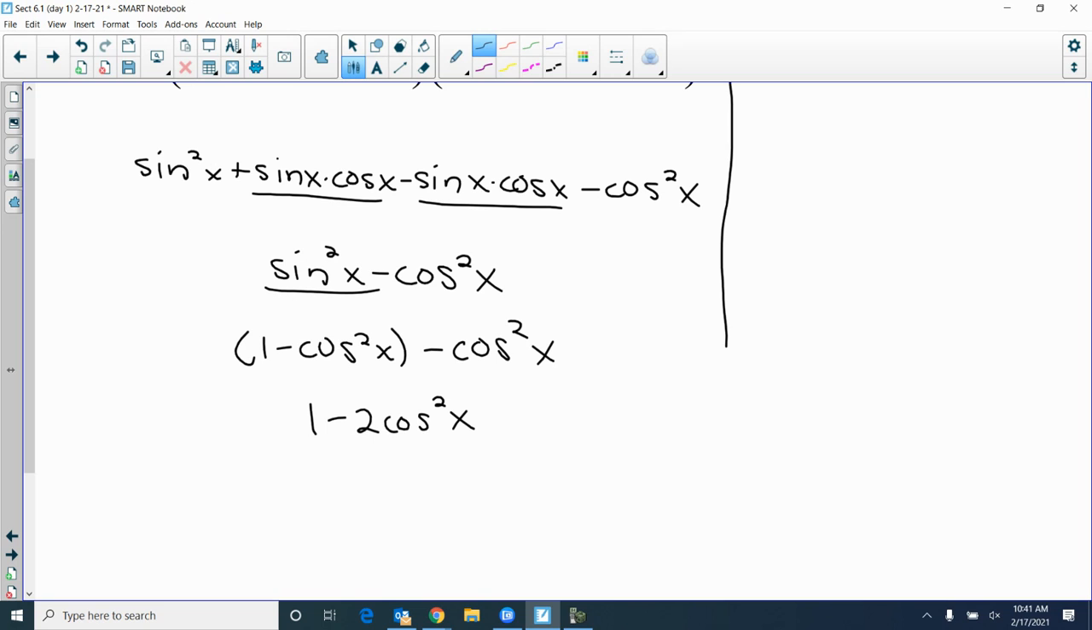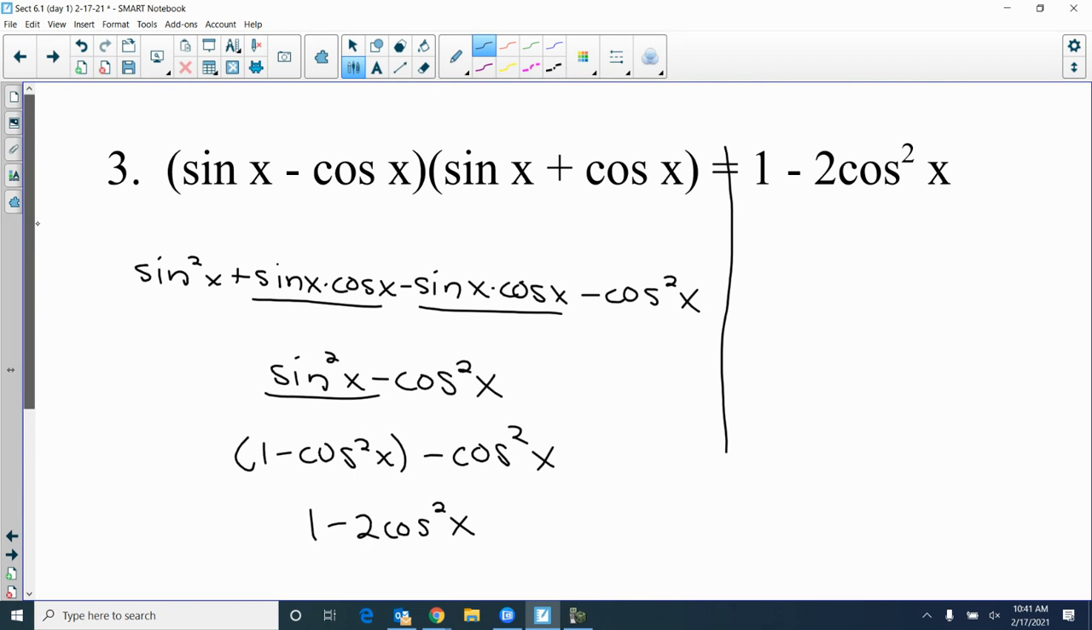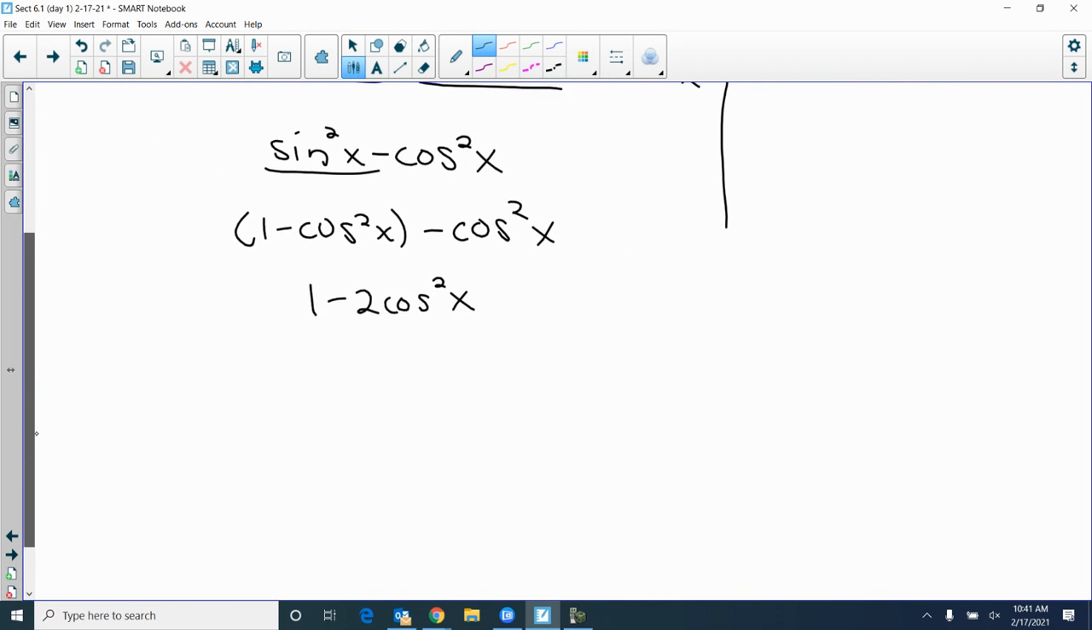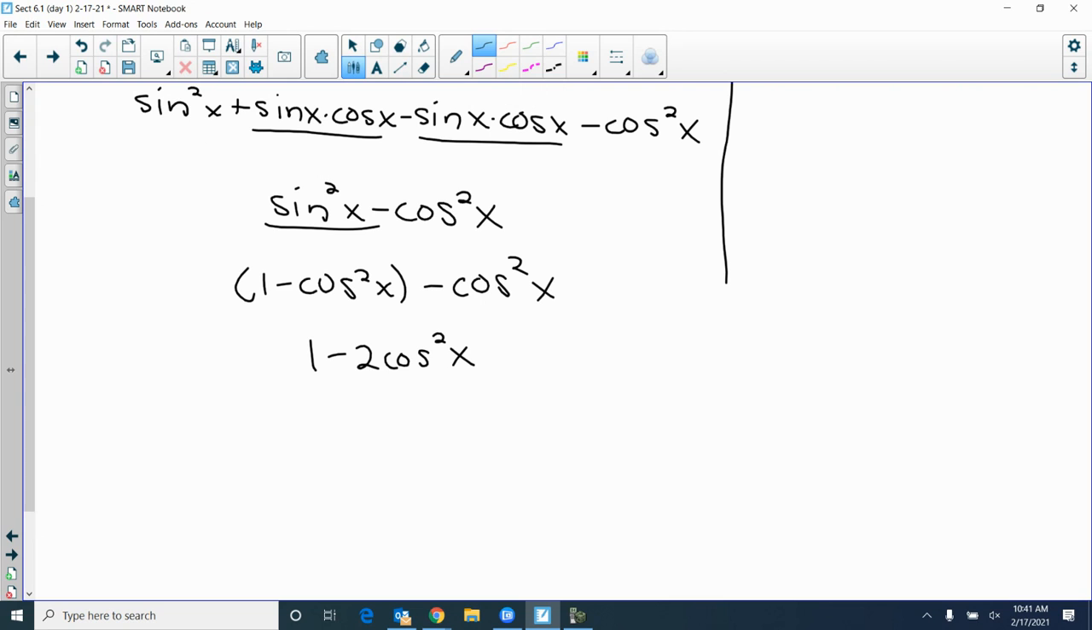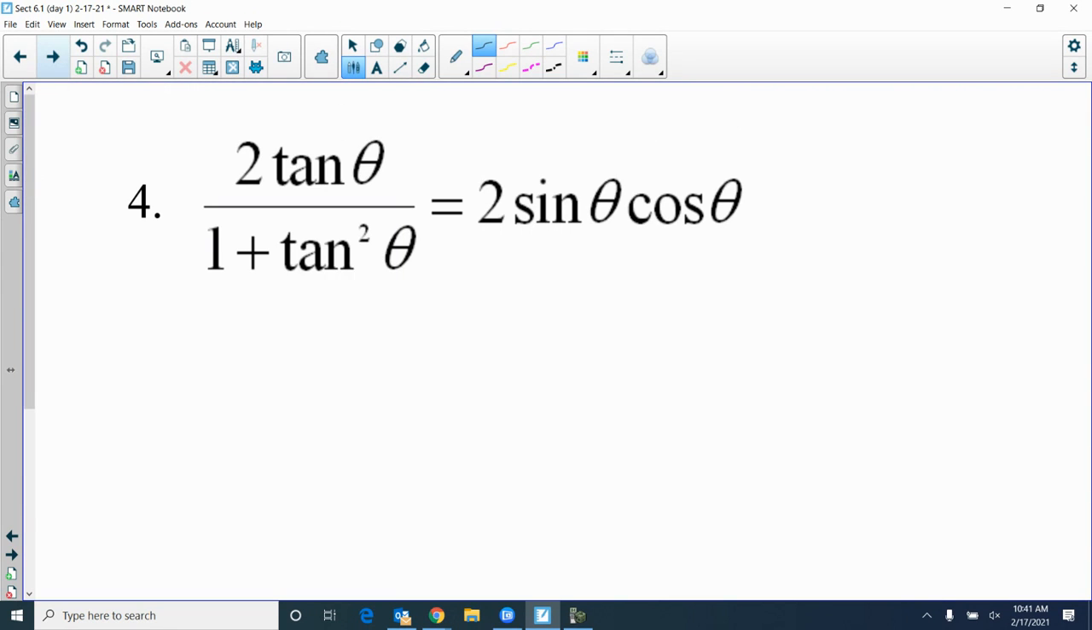So I have not had to manipulate it. Today, I don't think we have to manipulate the other side just because we're starting out. But we should be able to work with one side to get to the other. So there you go. You're good there. All right, copy this one down.